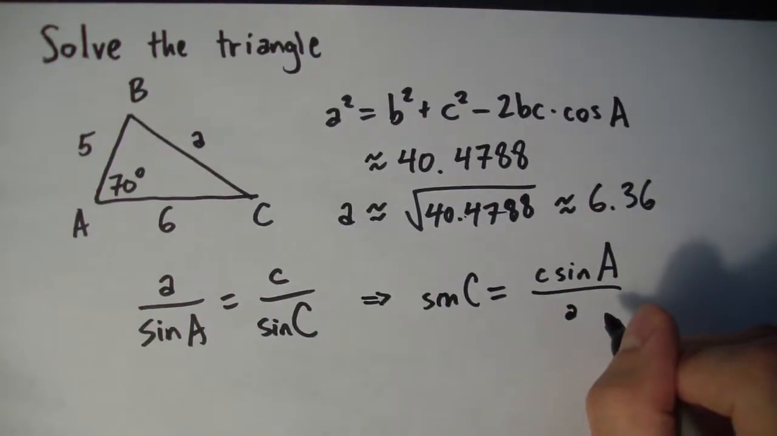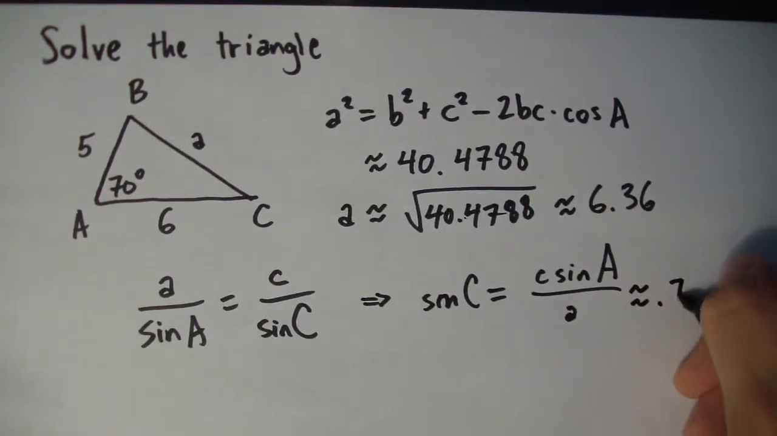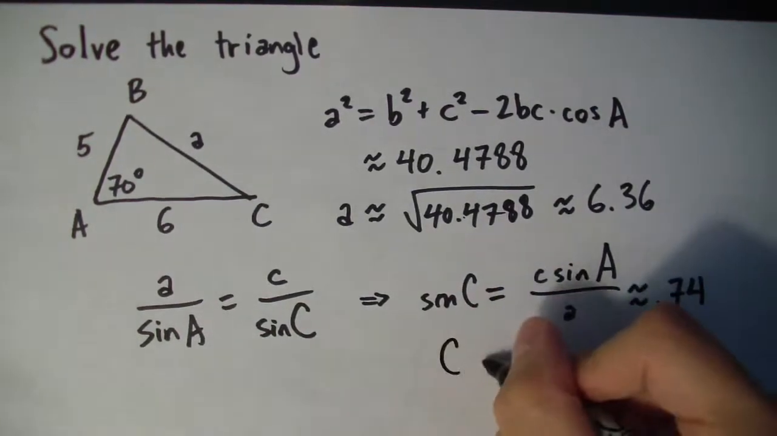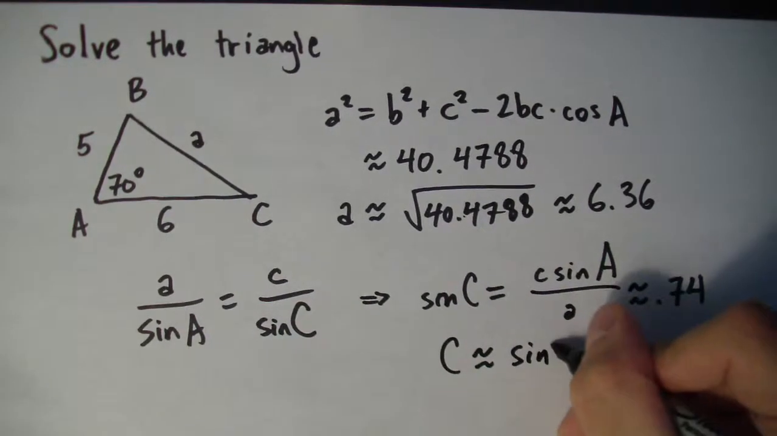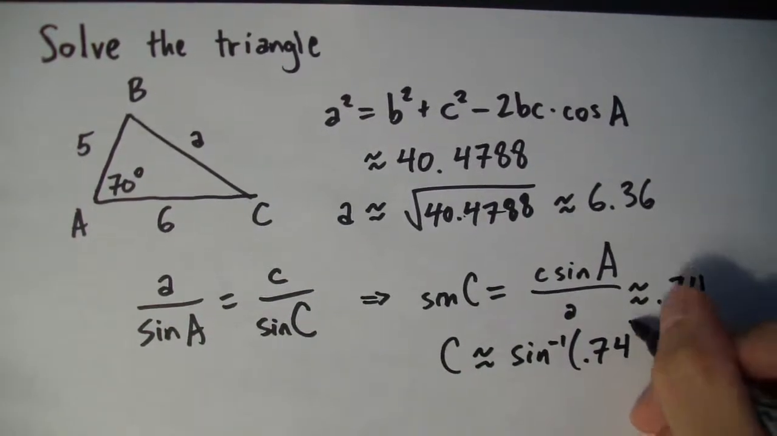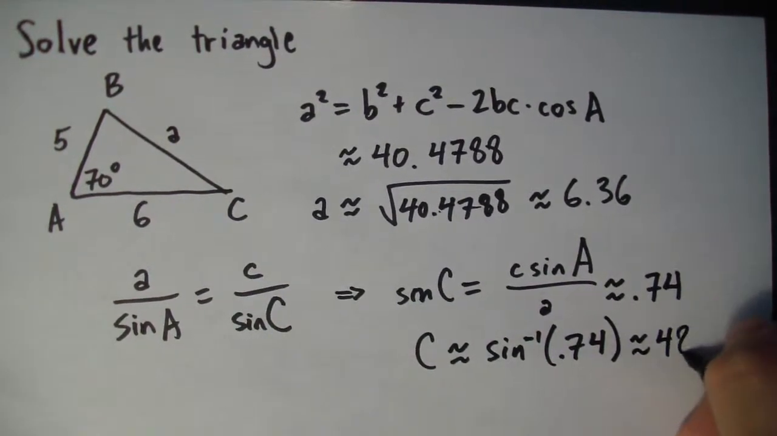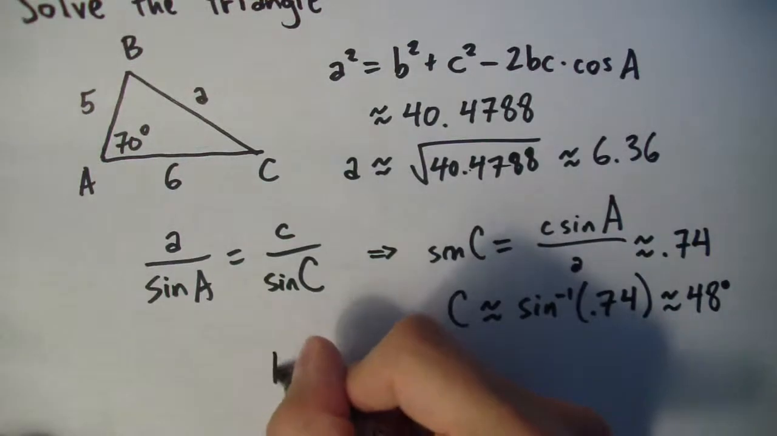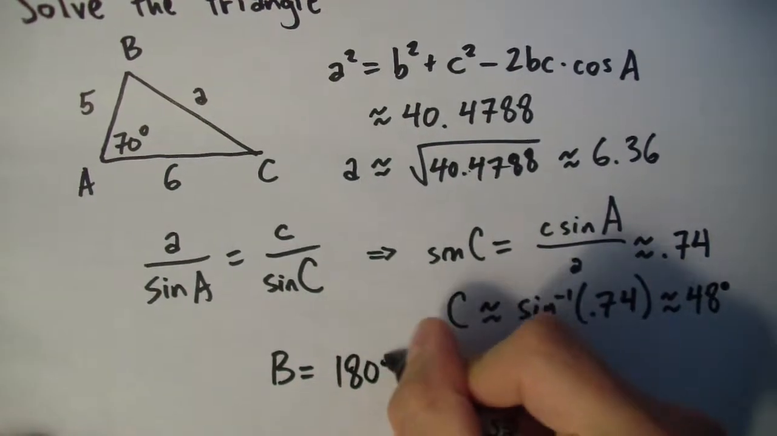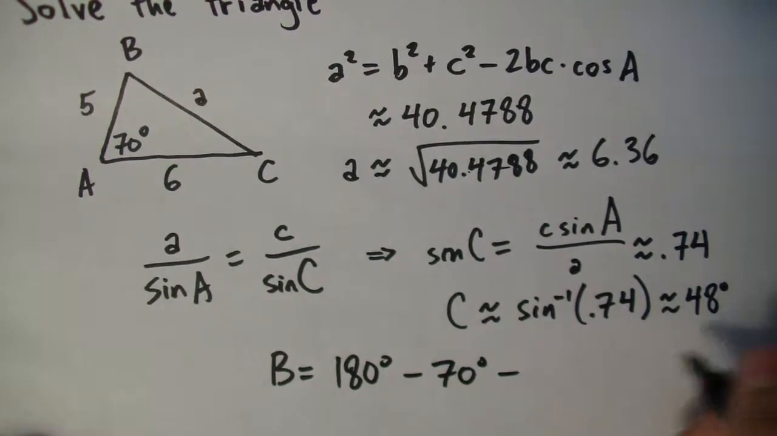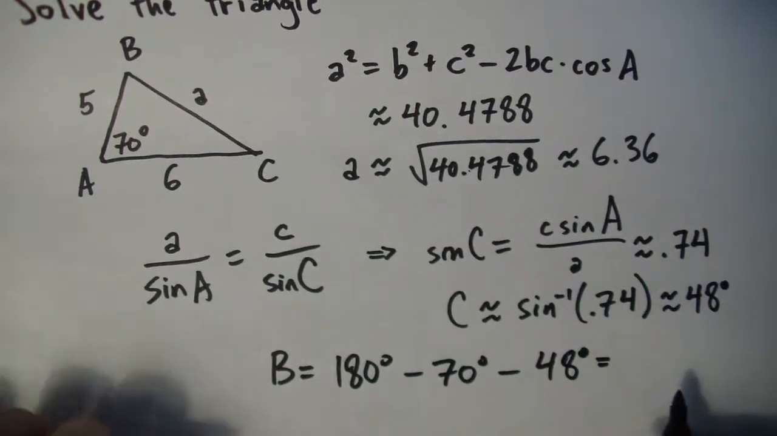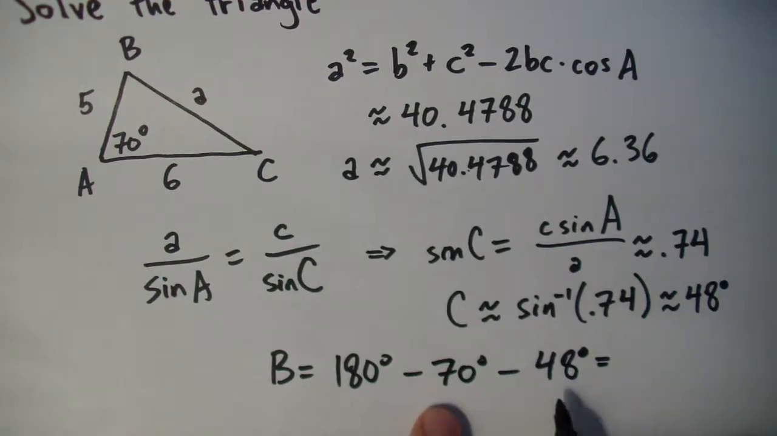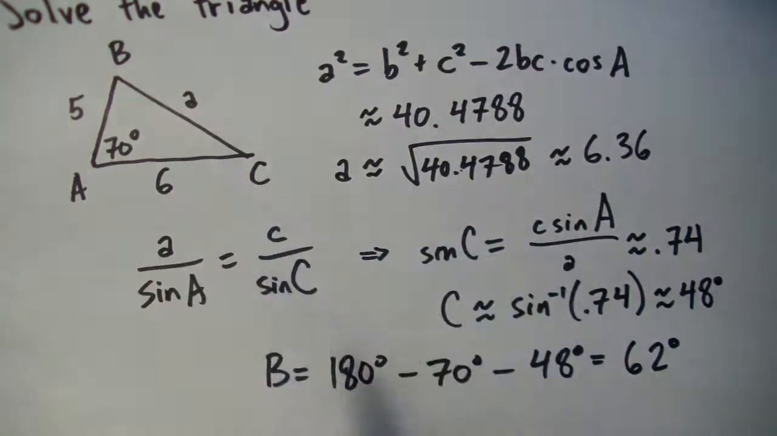And now we know what a is and side c is and all that, so we can plug in. When we plug in and compute, we find that this is approximately 0.74, and so C is the inverse sine of 0.74, which is roughly 48 degrees. So now we know that C is 48 degrees. We can find that B is just 180 minus A, which is 70, minus C, which is 48, and that comes out to be 62. So there's how we can find the missing side and two angles using the law of cosines followed by the law of sines.